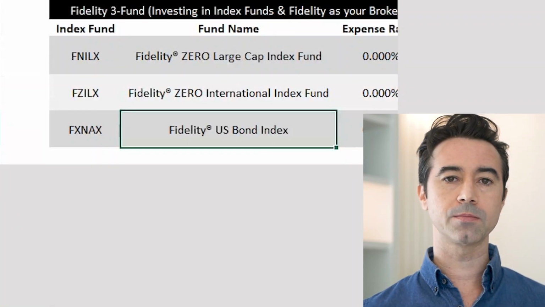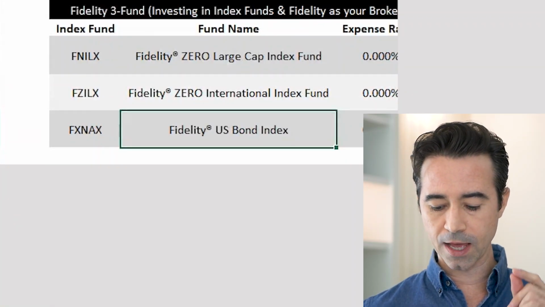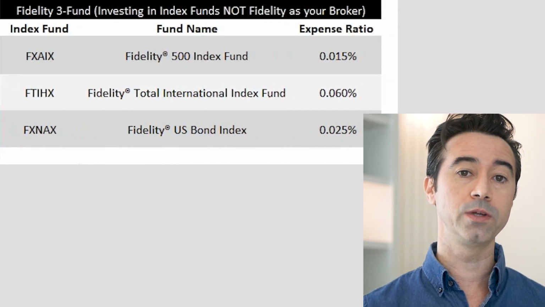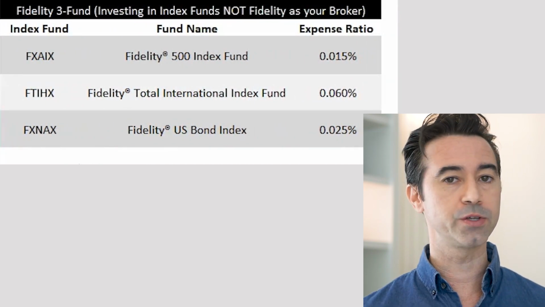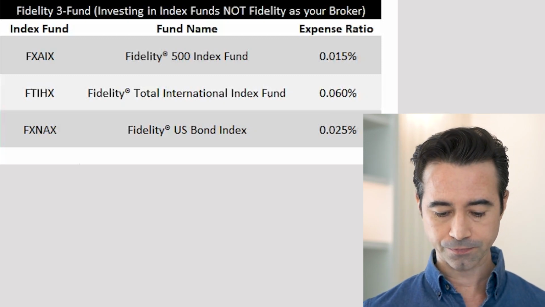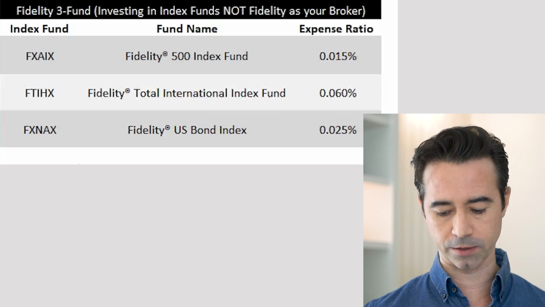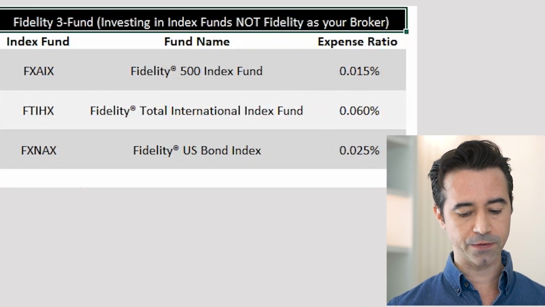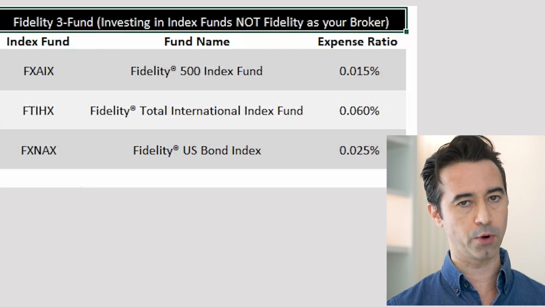So if you have one of those accounts, you can use some other different funds because you don't have access to the Fidelity Zero funds when you don't have a Fidelity account. So you can't use Fidelity Zero. That's why we have to find some other index funds for you. And so that's what these funds are going to look like here. And so here we have a 3-fund portfolio investing in Fidelity index funds that are not Fidelity Zero, for when Fidelity is not your broker.